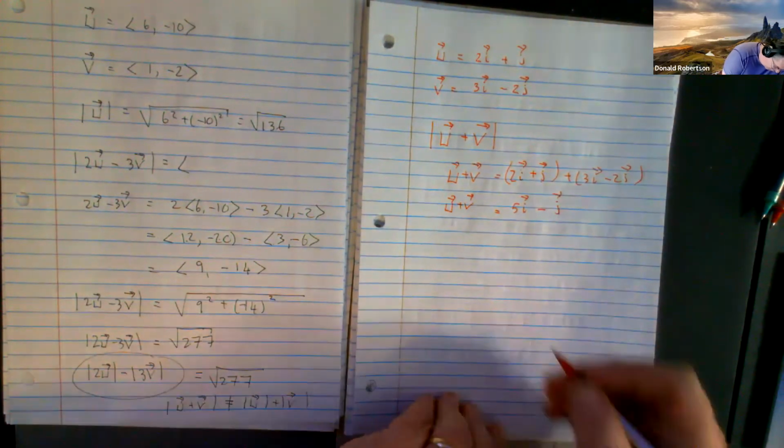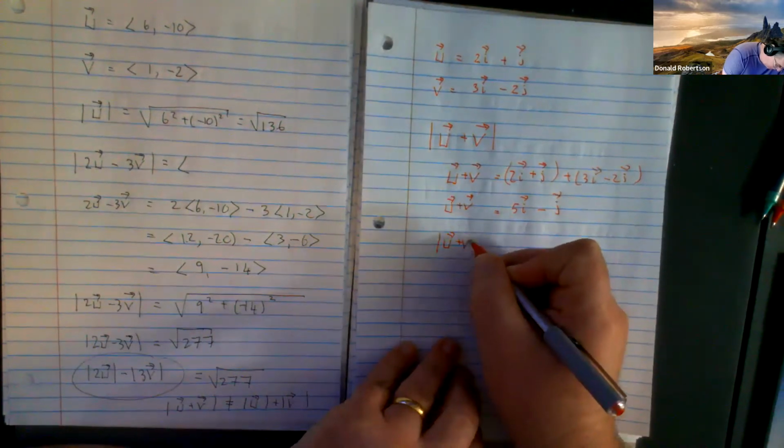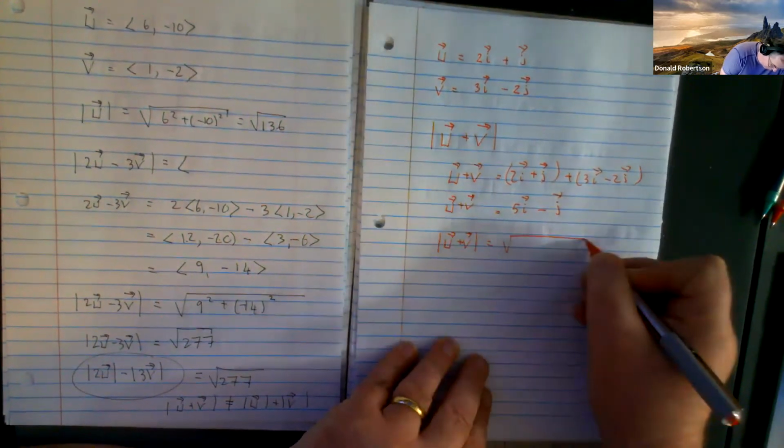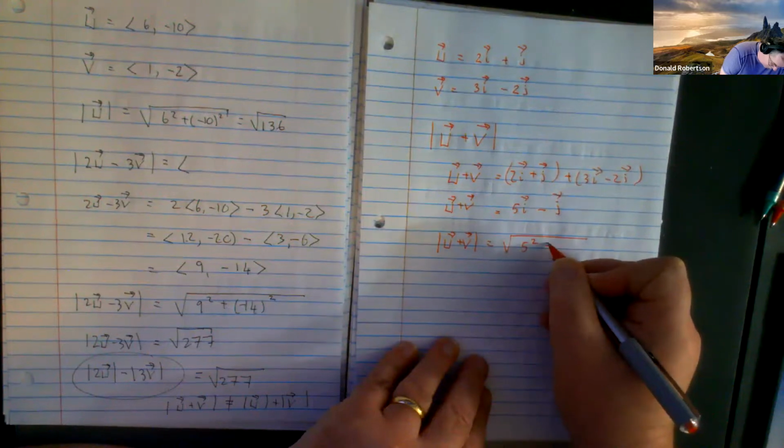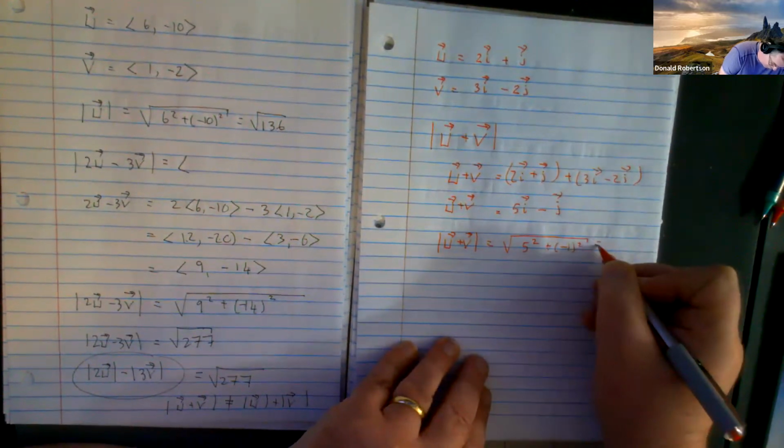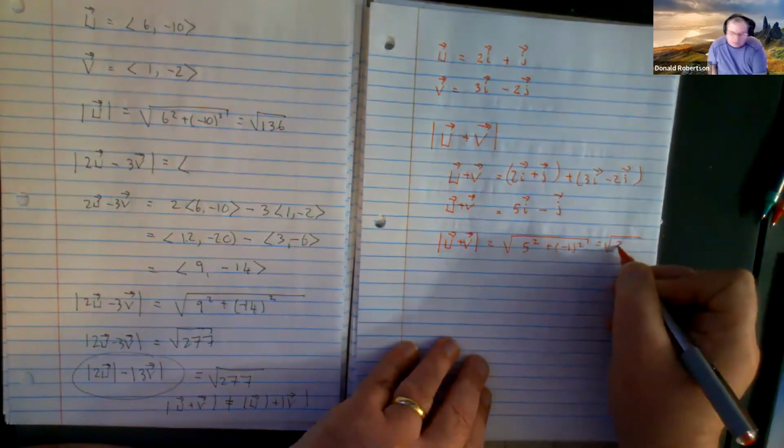So the magnitude of it would be the square root of 5 squared plus negative 1 squared, which is the square root of 26.